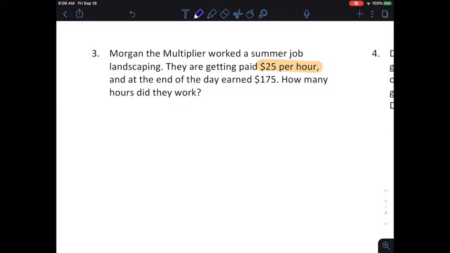So we know that Morgan got paid $25 times a certain number of hours. We don't know how many hours, so we're just going to say 25x. And we know at the end of the day they earned $175.